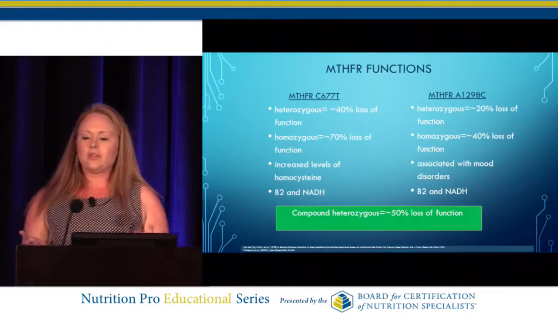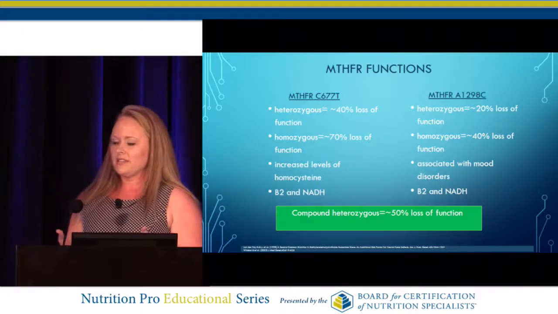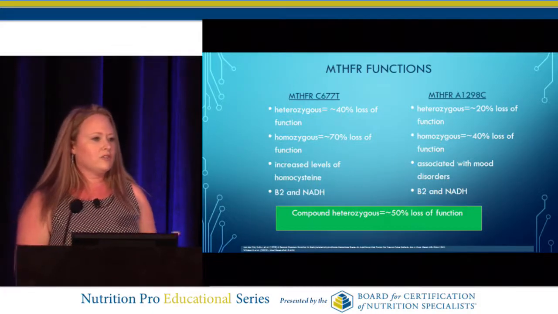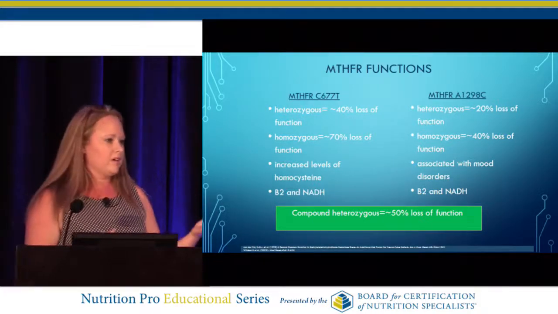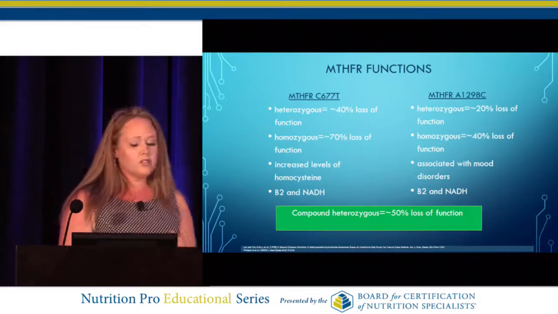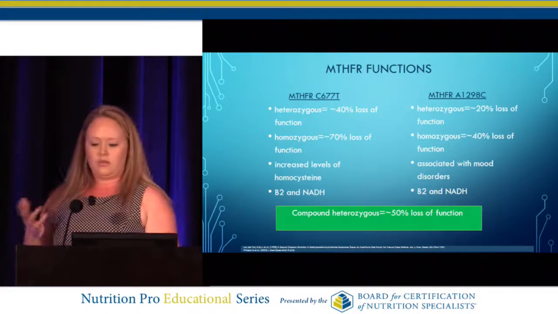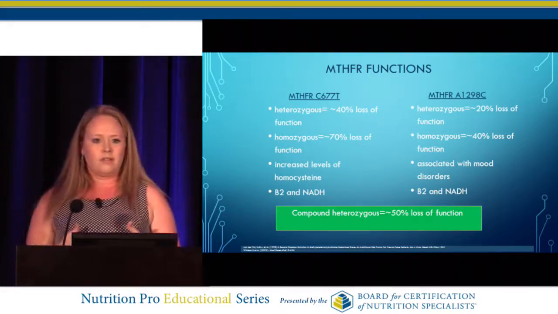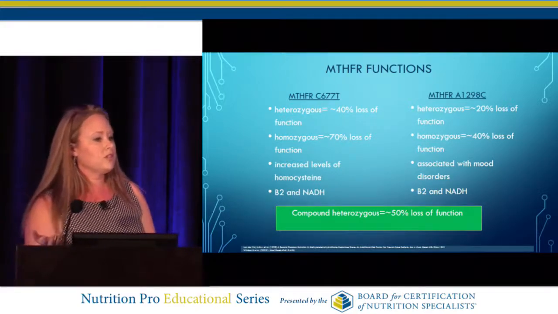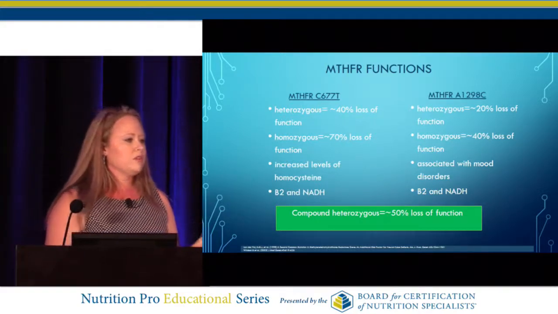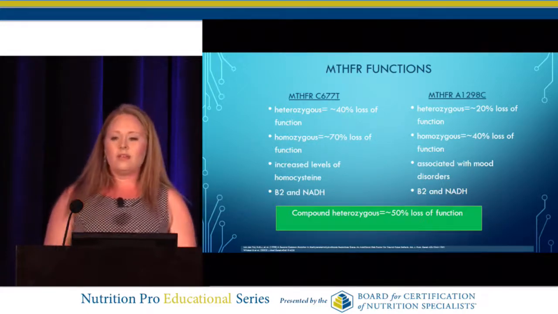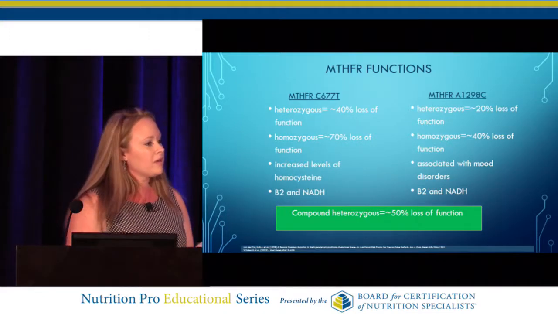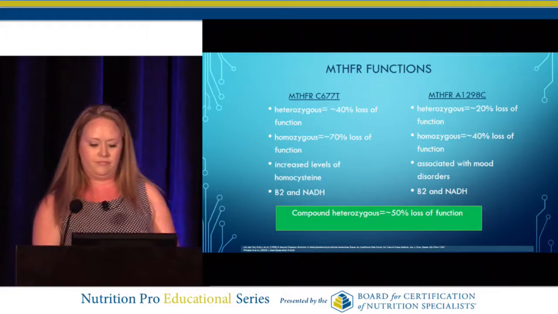So there are 2 variants that we look at. It's MTHFR C677T and A1298C. You will notice that C677T has a higher degree of disability, whereas if you're homozygous for that location, you're 70% loss of function, versus at A1298C, it's only a 40% loss of function. They both have the same cofactors of riboflavin and NADH, whereas one is associated with mood disorders, the other is associated with increased levels of homocysteine. If you happen to have an alteration at both loci, then you'll be called a compound heterozygote, and you'll have approximately 50% of loss of function.